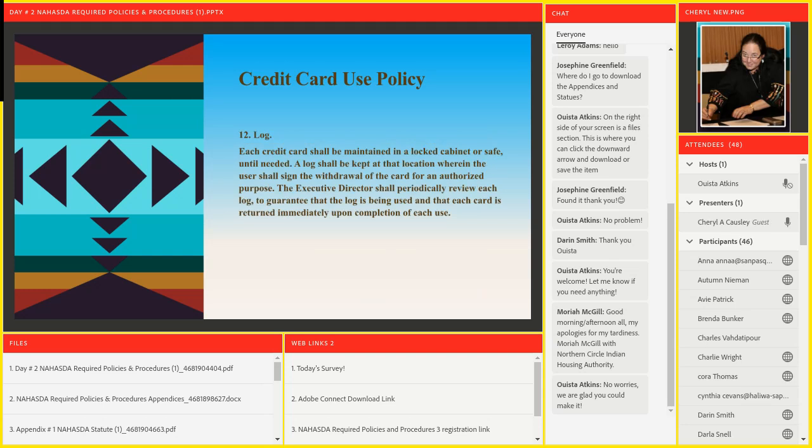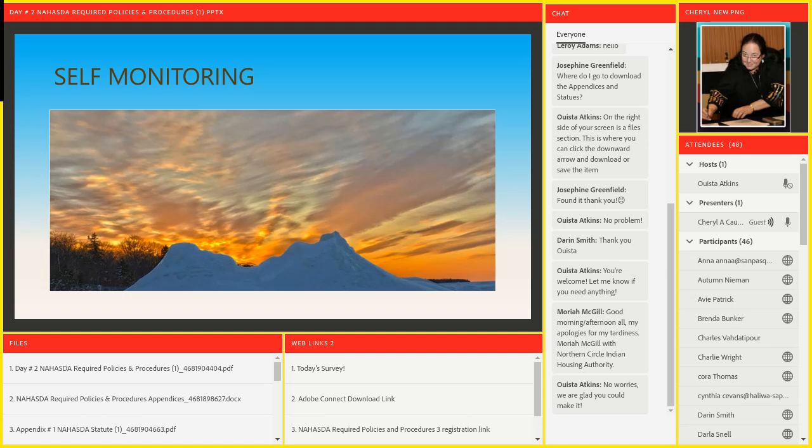Log. Each credit card shall be maintained in a locked cabinet or safe until needed. A log shall be kept at the location where the user shall sign the withdrawal of the card for an authorized purpose. The executive director shall periodically review each log to guarantee that the log is being used and that each card is returned immediately upon completion of each use. So, those are some of the things you should have in place to cover your 6 in case of a credit card.